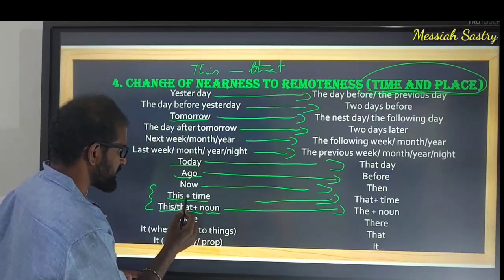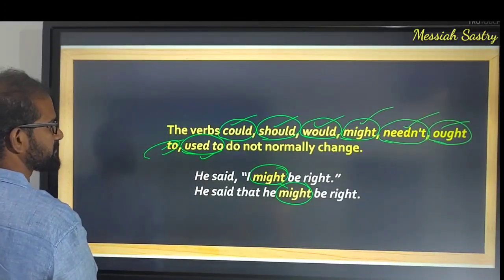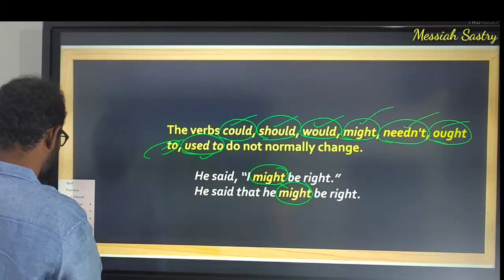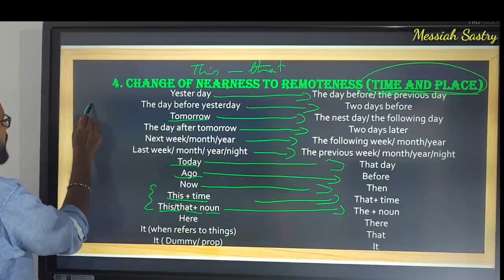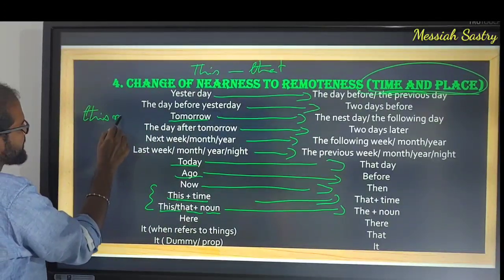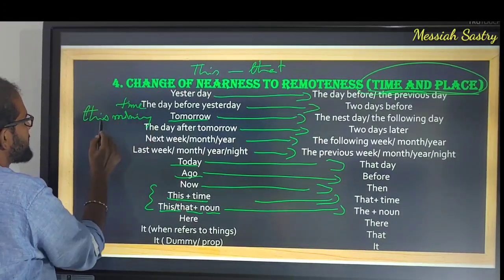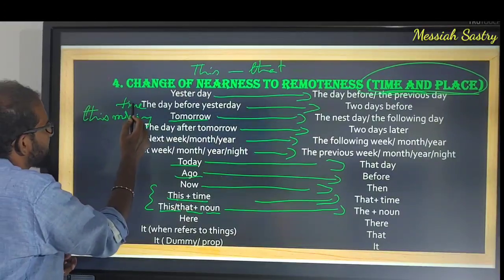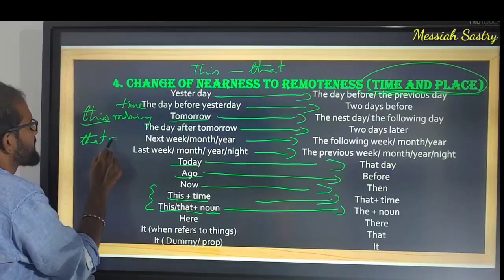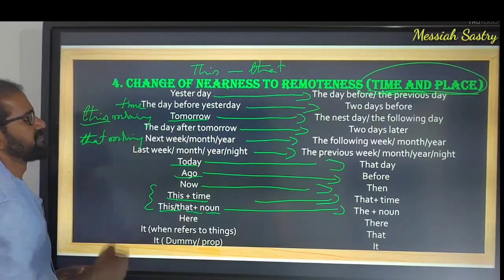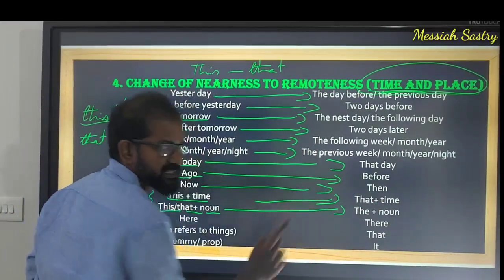When this comes before time, for example, this morning, morning is a time. So when this plus time comes, this changes to that morning. This morning changes to that morning. So this plus time changes to that plus time.